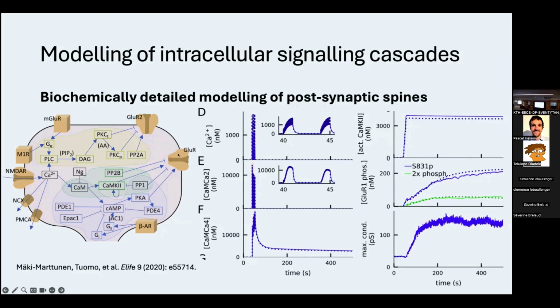And then there's also, I haven't plotted it here, a concurrent PKA and serine 845 phosphorylation, which leads to exocytosis of this receptor. But anyway, all in all, with this model, we can then describe the evolution of the maximal conductance of the synapse in response to whatever stimulation protocol we give, and then how it either is maintained or slowly decays back to a baseline.